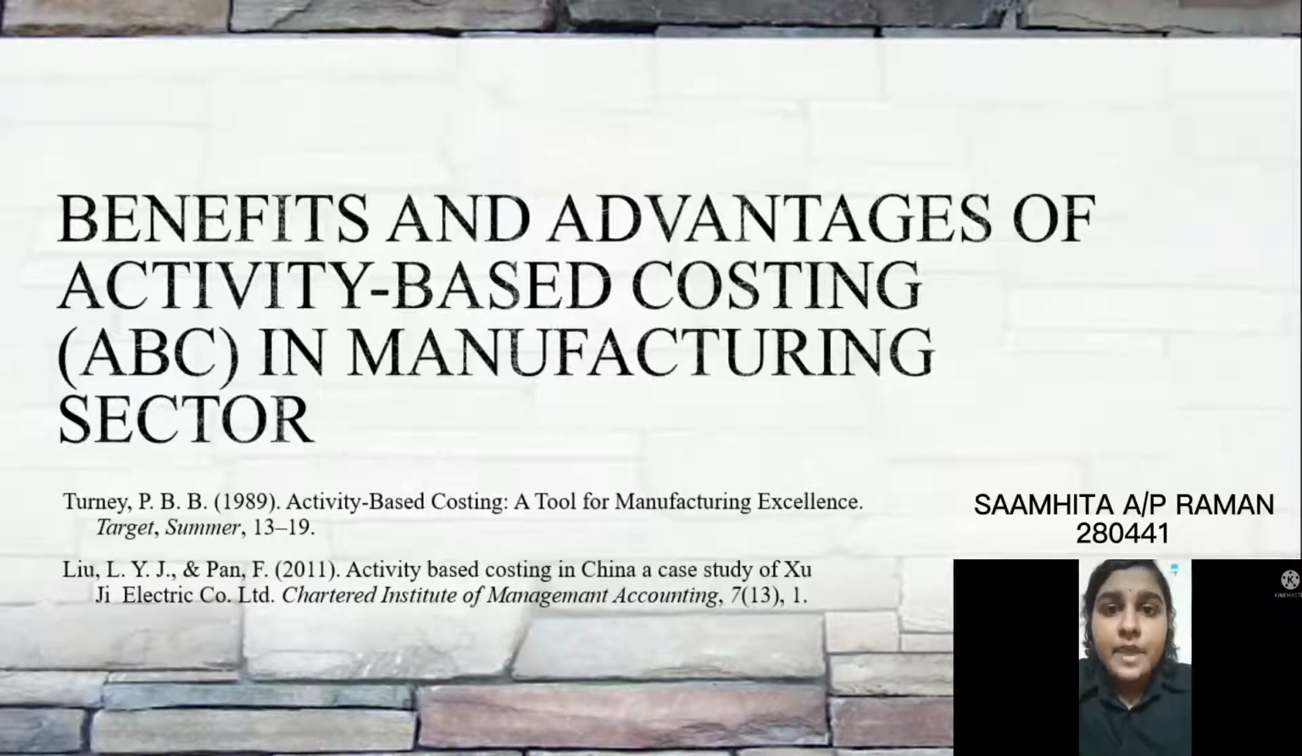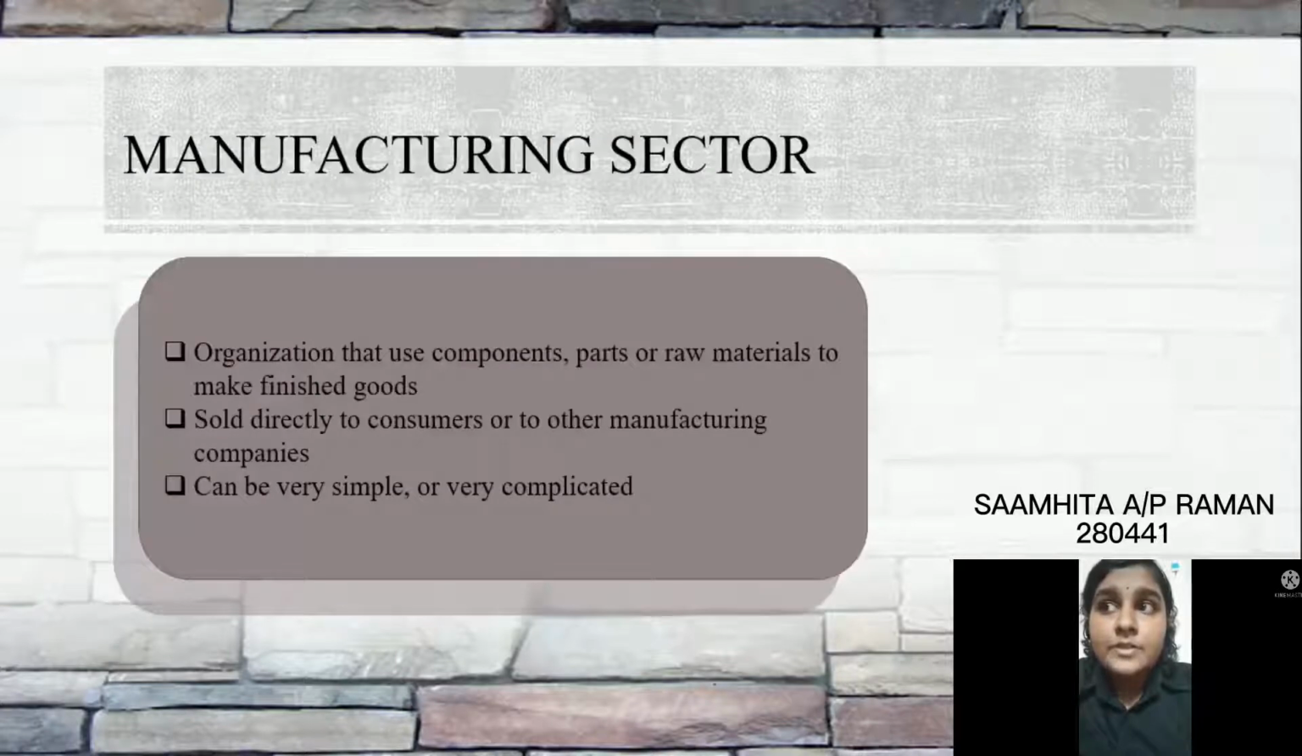Today I would like to present about the advantages of ABC system to the manufacturing sector. First of all, I would like to explain what is a manufacturing sector. A manufacturing sector includes any organization that uses components, parts or raw materials to make a finished good.